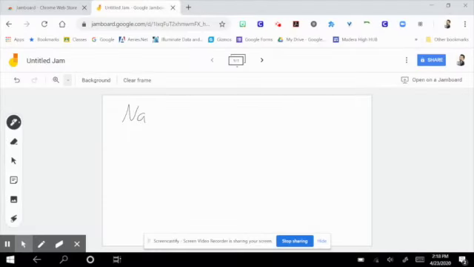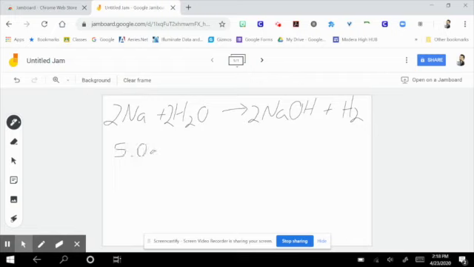Okay, so we're going to show you how to set up this problem using a Google Jamboard here. We've got sodium plus water, and this is what we're going to be doing. We're going to be reacting these, and we get sodium hydroxide, which is NaOH, and we also get H2 gas. So remember, you put an alkali metal in water, you're going to get something with hydroxide, OH, and you're going to get H2 gas. And the balanced equation is 2, 2, 2, 1. So I start off with my 5 grams of sodium. And the question is, how many liters of hydrogen gas are we going to get at STP?